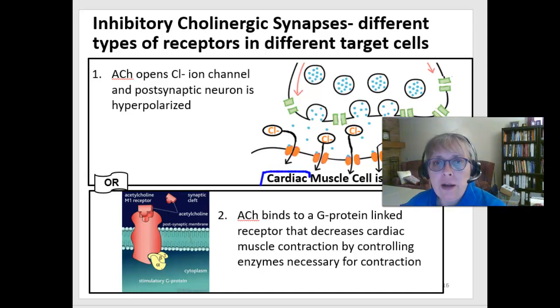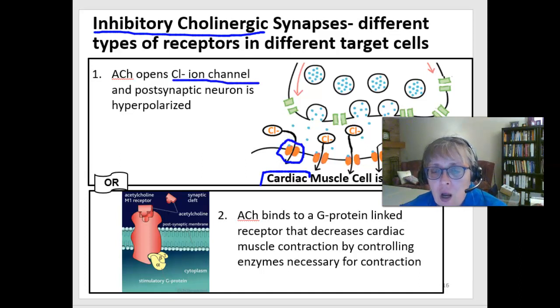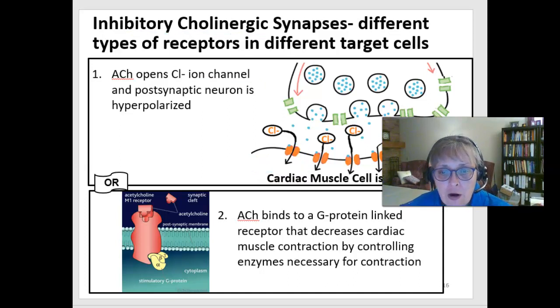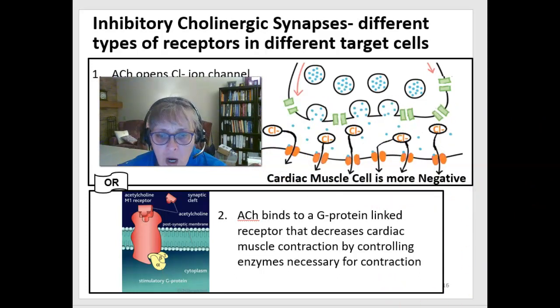So an inhibitory response happens because in the case of a cardiac muscle cell, the receptor is a chloride ion channel. And so chloride moves into the cardiac muscle cell, and the cardiac muscle cell becomes more negative. It's less likely to become depolarized and less likely to fire an action potential. This is how your heart rate is slowed down, and the force of contraction of your heart is slowed down. There is a way that acetylcholine is inhibitory. It's a little bit more complex.